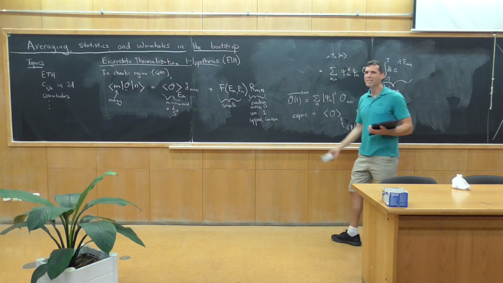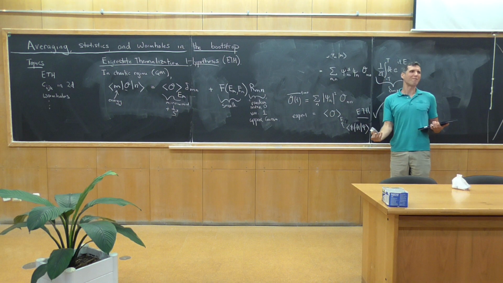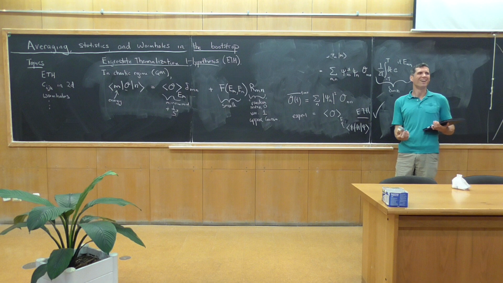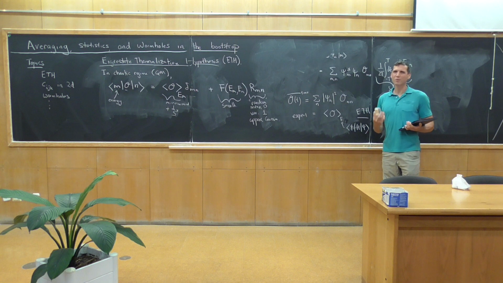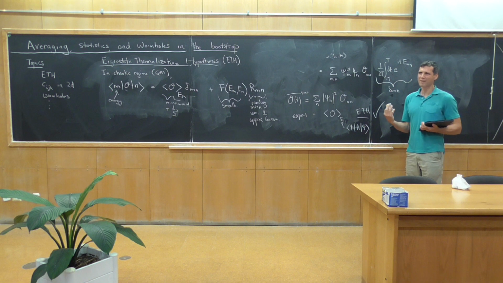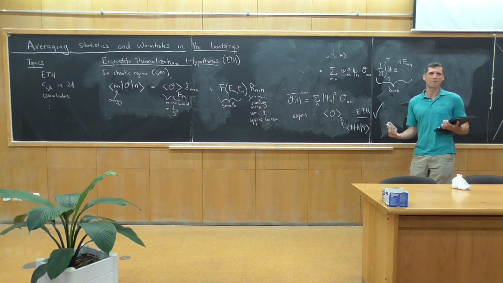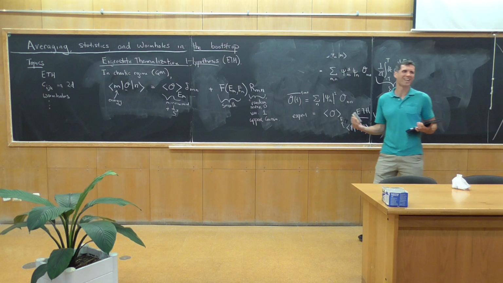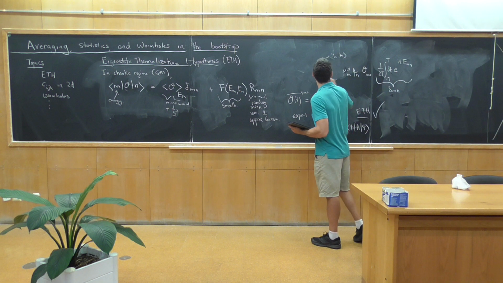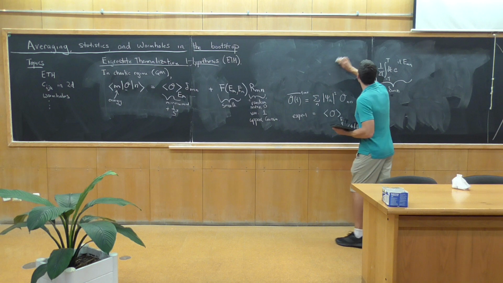Nope. Because it's only true in theories that you can't solve. Okay, so it's a property of chaotic quantum systems, and I think if you're able to derive the matrix elements, it won't be true. You're stuck.